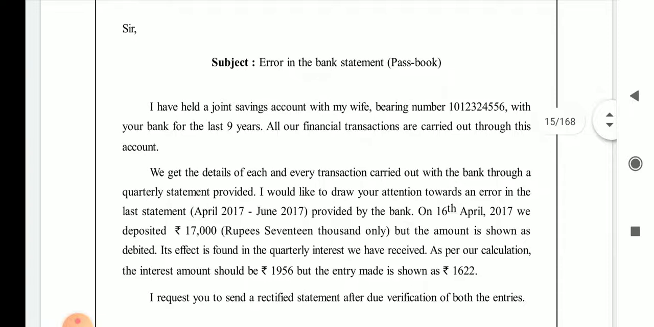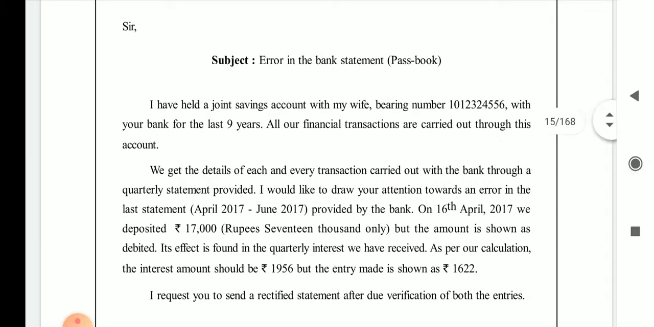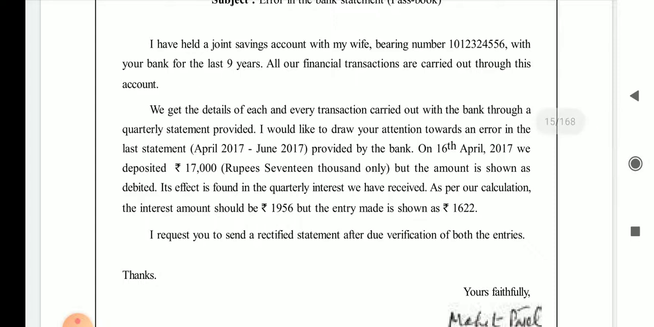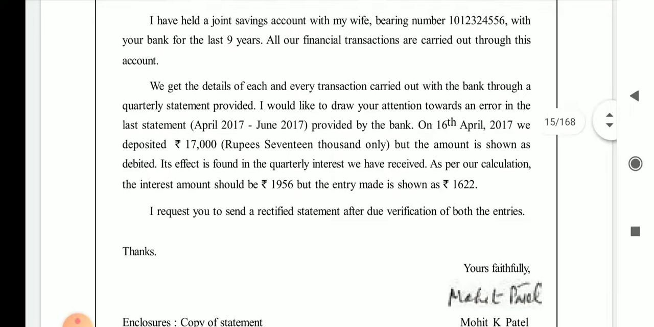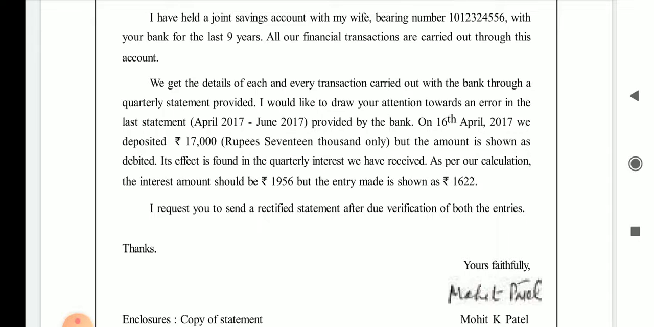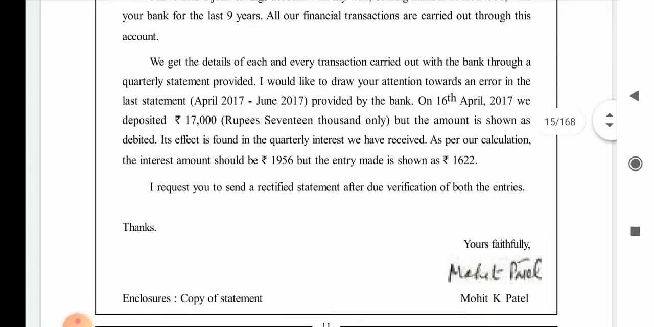All our financial transactions are carried out through this account. That means all the transactions are through this saving account. We get the details of each and every transaction carried out with the bank through a quarterly statement provided. Here Mohit K. Patel mentioned that he gets all types of transaction information in the quarterly statement provided by the bank. That means during this quarter how many transactions were done through the bank.